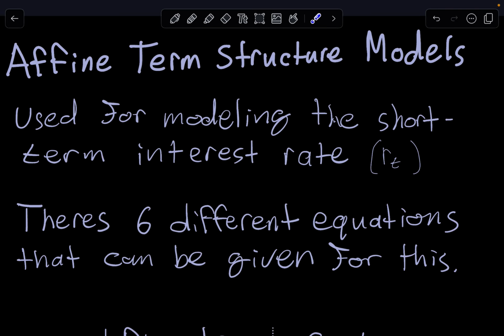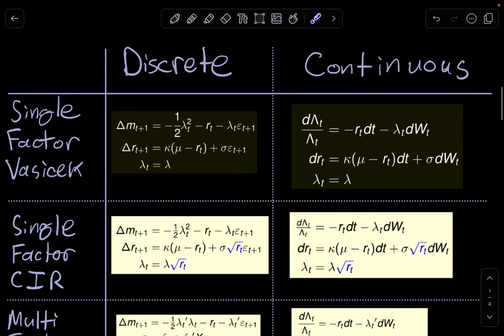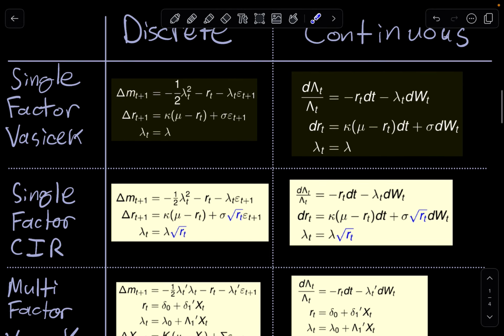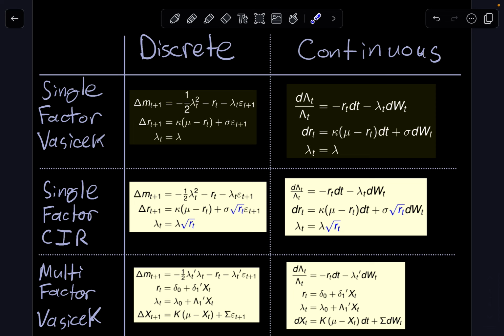So first off, it's used for modeling short-term interest rates, which is shown as RT. There are 6 different equations you need to know. 4 of them are Vasicek and 1 of them is CIR. So right here, you can see each of the equations, which you don't need to memorize. You see here, there are 3 discrete equations and 3 continuous that you need to know.